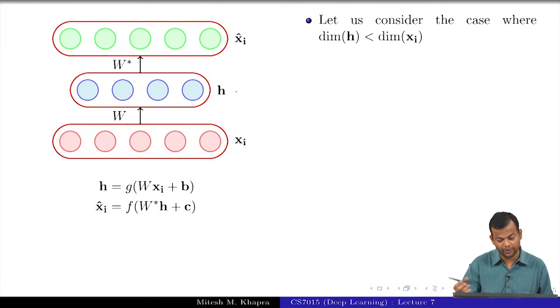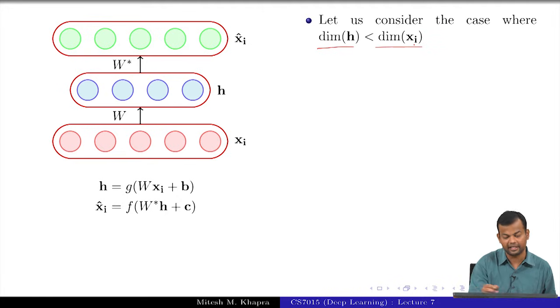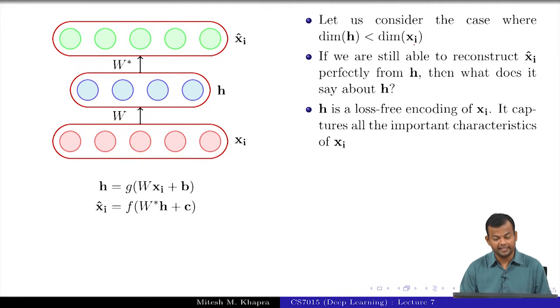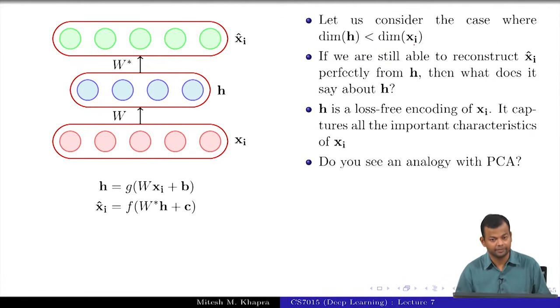The first case is when the dimension of h is less than the dimension of xi. In this case, as I was trying to say earlier, if we are still able to reconstruct xi hat perfectly from h, then what does it say about h? It tells us that h is a loss-free encoding of xi. It captures all the important characteristics of xi, right? Just repeating what I had said on the previous slide.